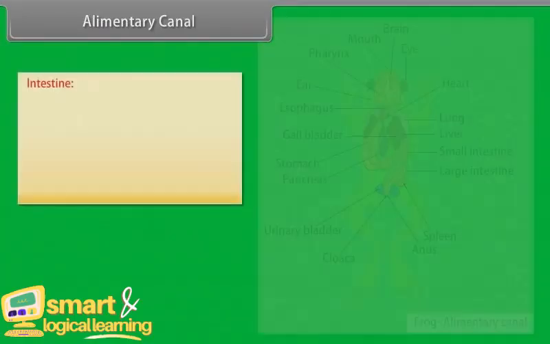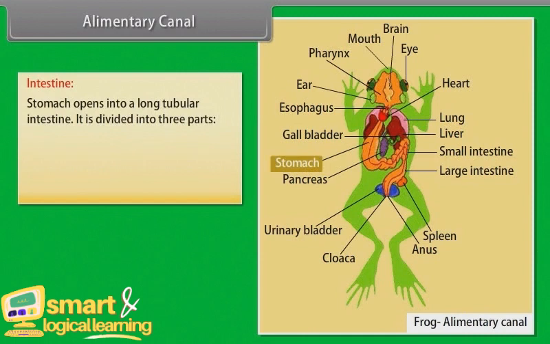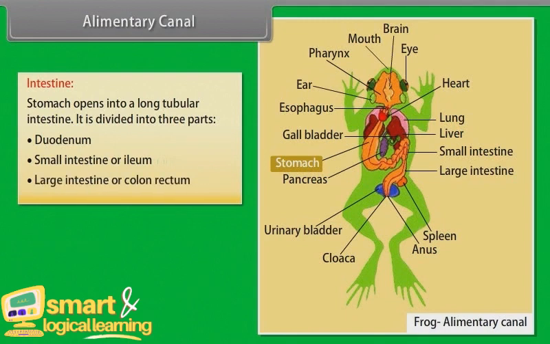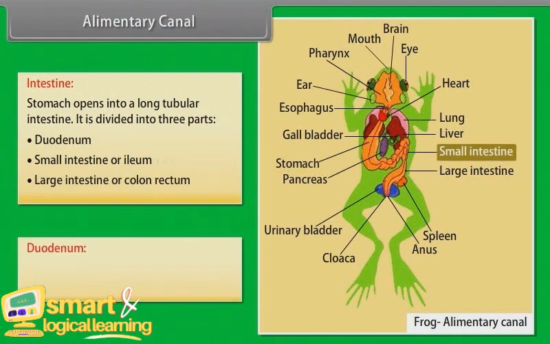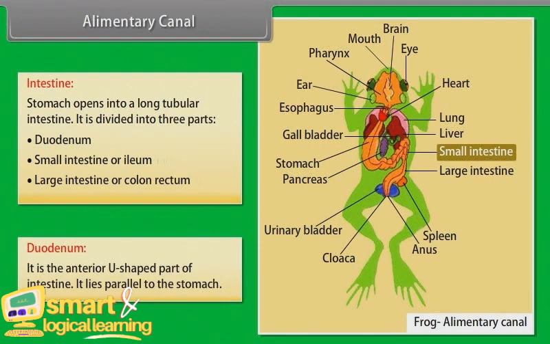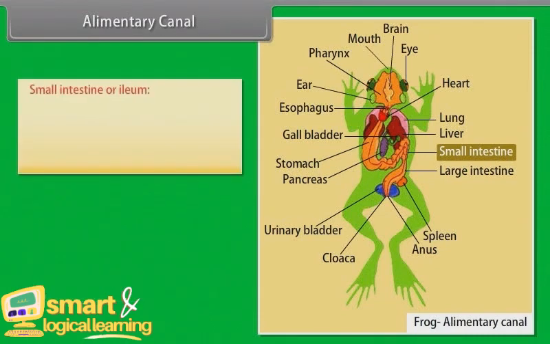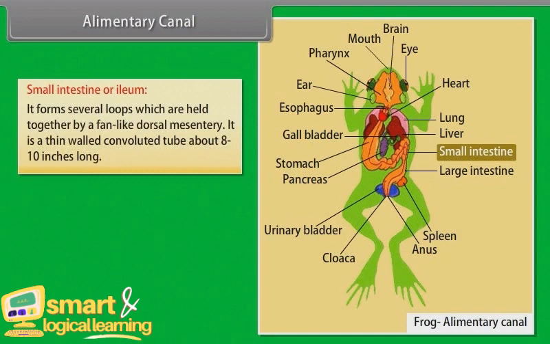Alimentary canal. Intestine. Stomach opens into a long tubular intestine. It is divided into 3 parts: duodenum, small intestine or ileum, and large intestine or colon rectum. Duodenum. It is the anterior U-shaped part of intestine. It lies parallel to the stomach. Small intestine or ileum. It forms several loops which are held together by a fan-like dorsal mesentery. It is a thin-walled, convoluted tube about 8 to 10 inches long.